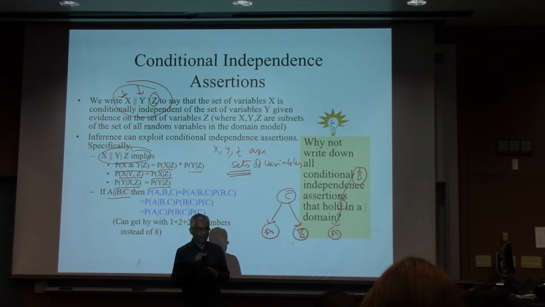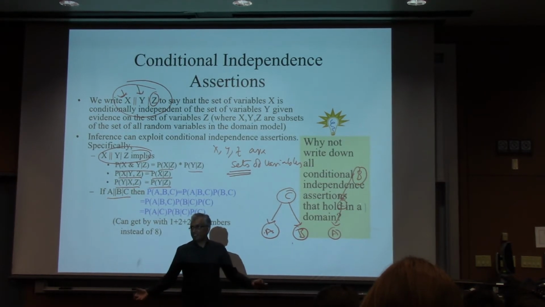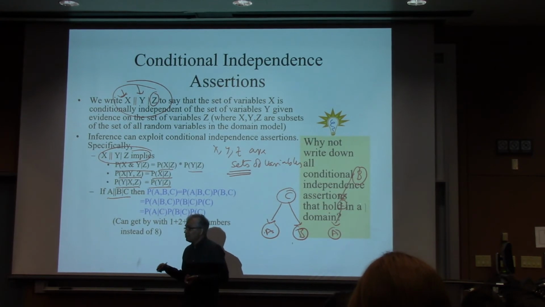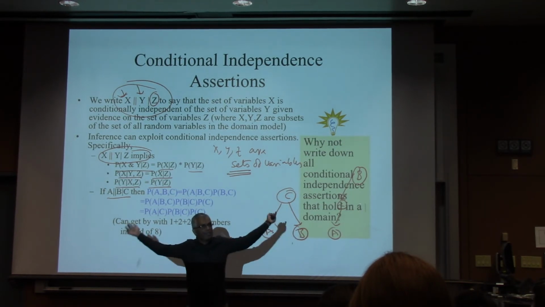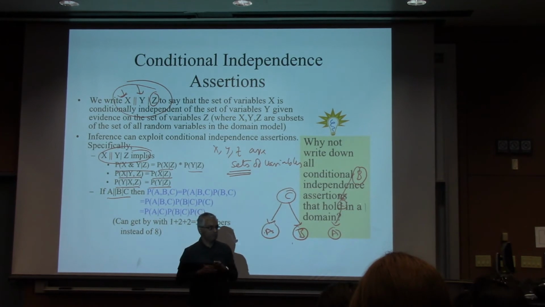You understand? This is an embarrassment of riches. You wanted independence assertions, I can give you a whole bunch of them. They're all independence assertions. Writing those exponentially many independence assertions becomes highly non-compact. So you can think of a Bayes network as a very compact way of writing down, in essence, all the independence assertions that hold in your distribution.